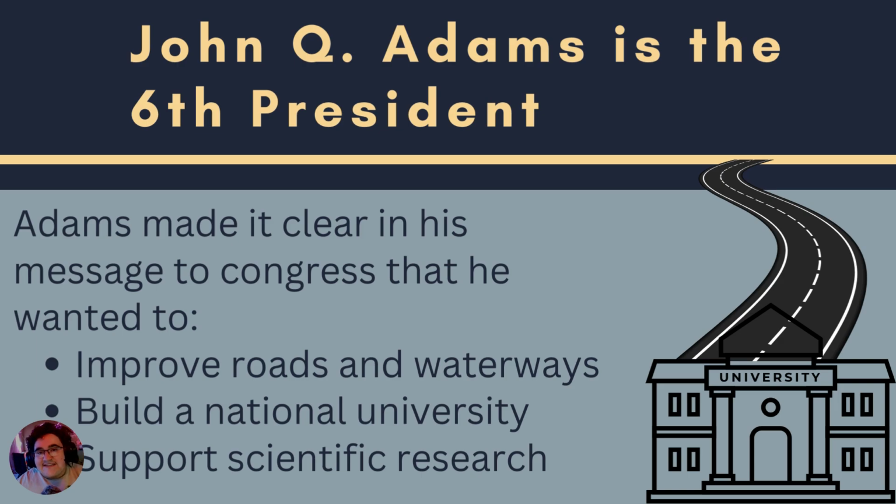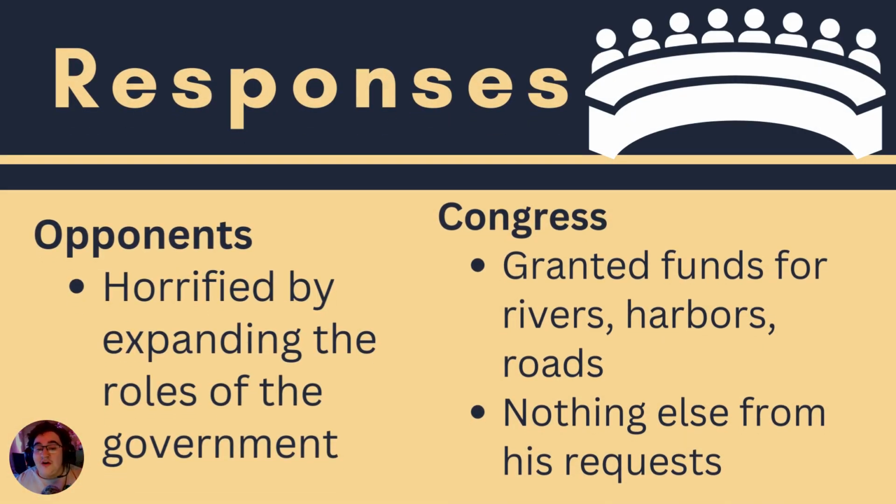So the sixth president of the United States ends up being John Quincy Adams. Adams had a clear message to Congress that he wanted to have three goals. Those three goals were to improve the roadways and waterways, build a national university, and support scientific research. The responses he got on these goals were that his opponents were absolutely horrified by the thought of the government expanding. They wanted no more government expansion. Congress all they did was grant funds for rivers, boats, and harbors and roads and didn't do anything else for the rest of his demands.